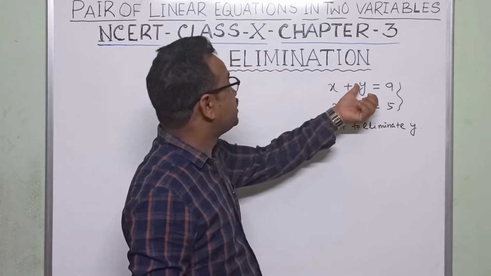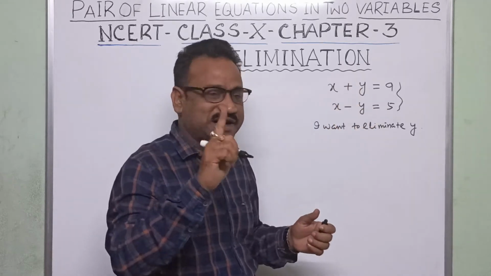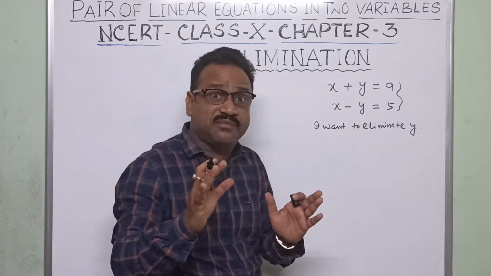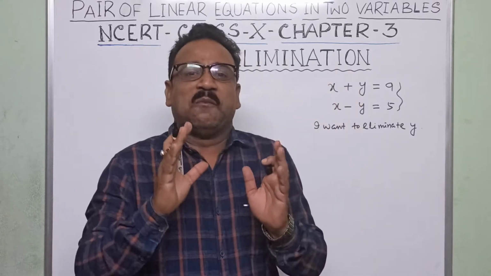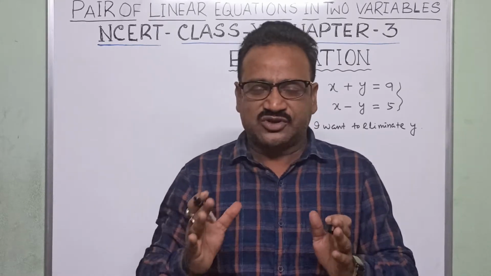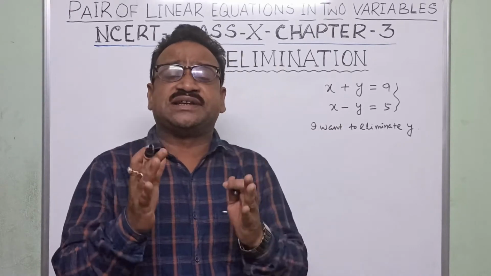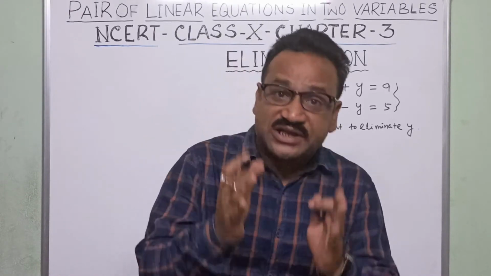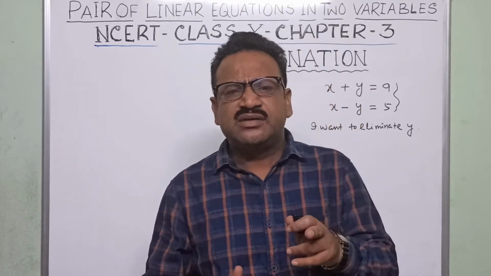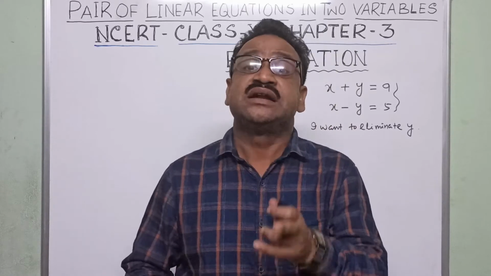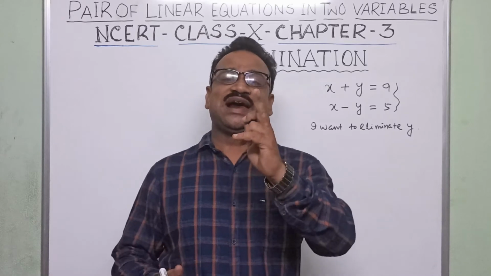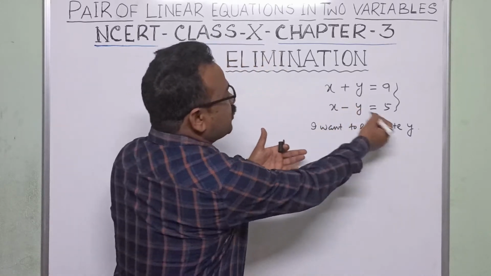So the coefficient of the variable here is 1 without sign. Now if the coefficients are the same, then we have nothing to multiply. Directly we'll write the equations and go for addition or subtraction. Sometimes this method is also called the addition-subtraction method, as we are performing addition or subtraction. Whether to add or subtract depends on the sign of the variable you want to eliminate.